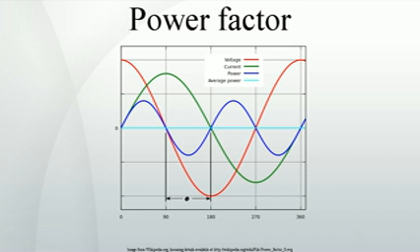For example, to get 1 kilowatt of real power, if the power factor is unity, 1 kVA of apparent power needs to be transferred, 1 kilowatt/1 equals 1 kVA. At low values of power factor, more apparent power needs to be transferred to get the same real power. To get 1 kilowatt of real power at 0.2 power factor, 5 kVA of apparent power needs to be transferred, 1 kilowatt/0.2 equals 5 kVA.